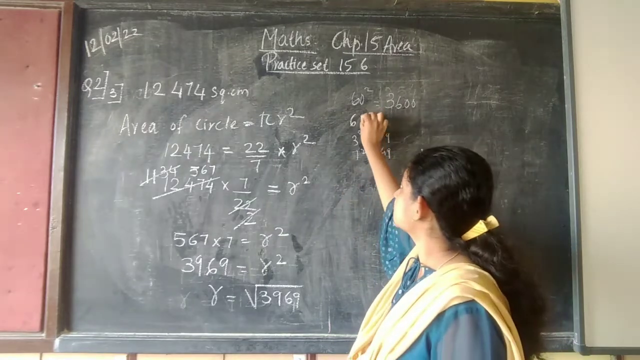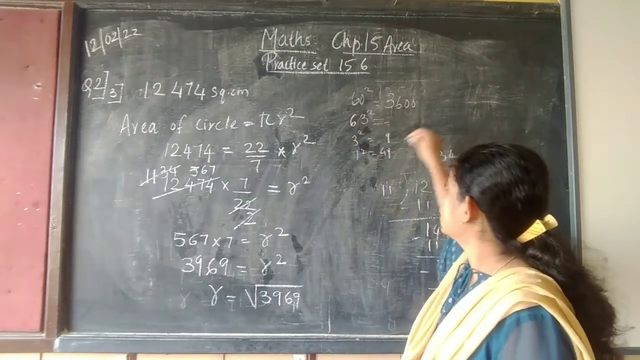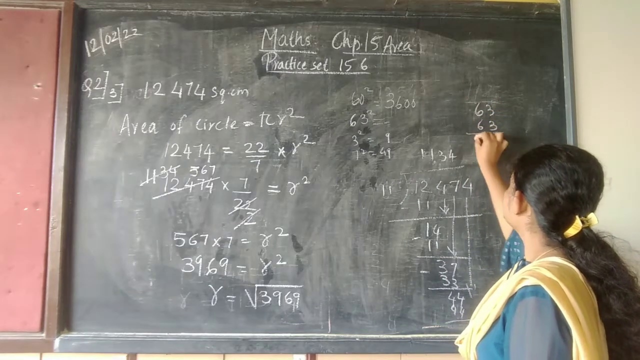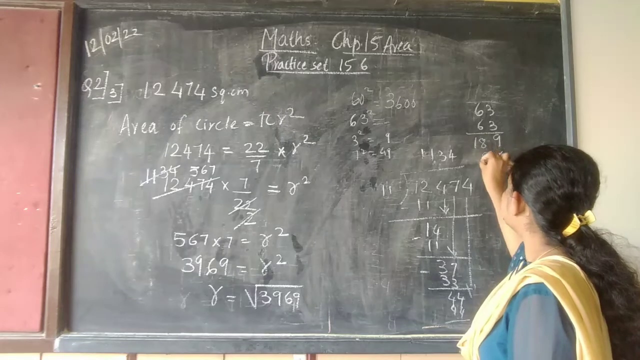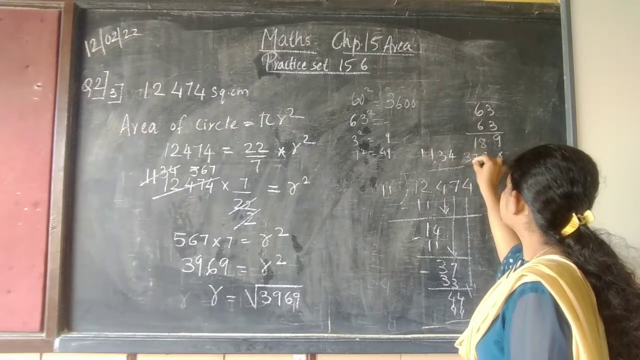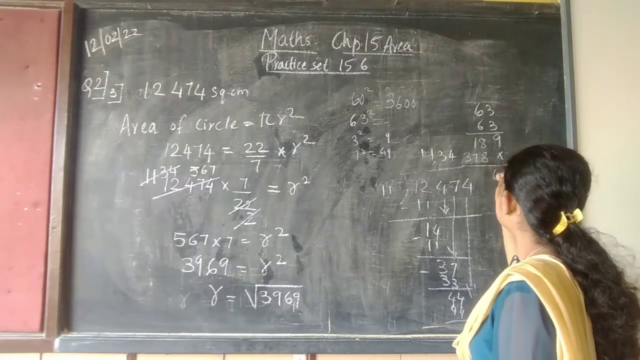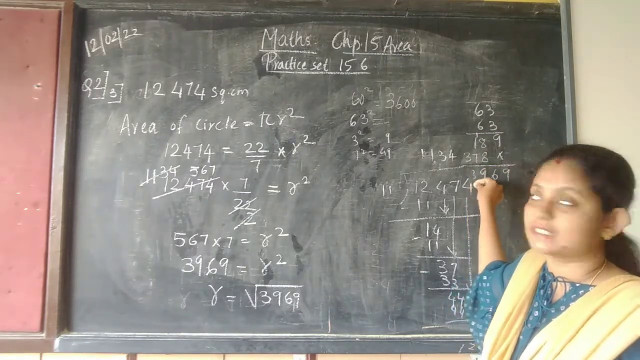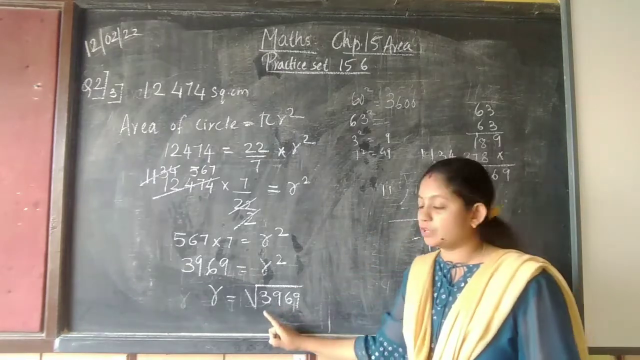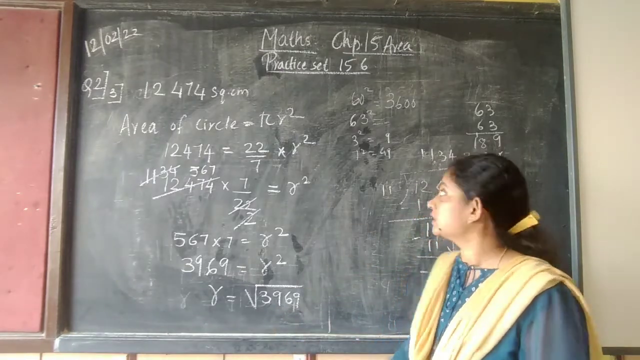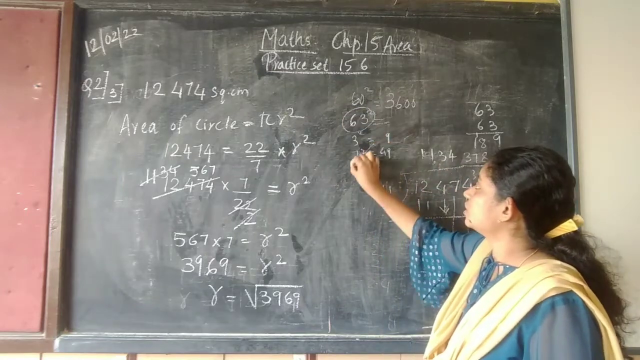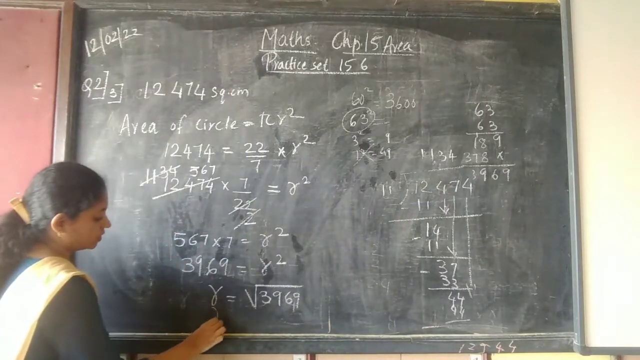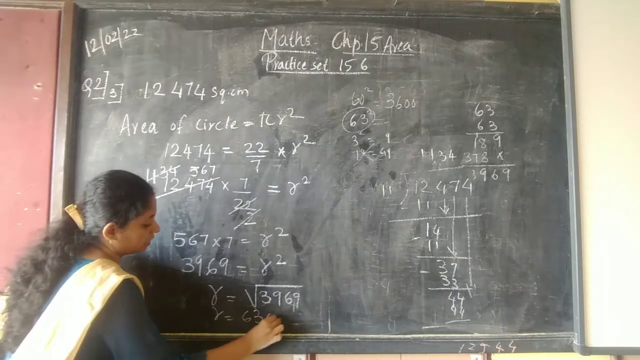So just write 63 square. How much are you getting? 63 into 63, 3 3s are 9, 18, 6 3s are 18, 36, 37. So 9, 6, 1, 9, 3. Yes, we are getting 3969. That means the square root of 3969 is nothing but 63. Then we need not check 67. Okay, so we got r is equal to 63 centimeter.